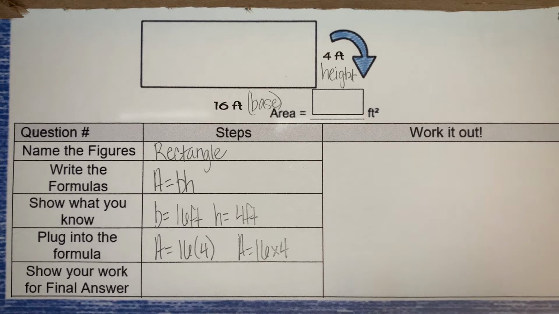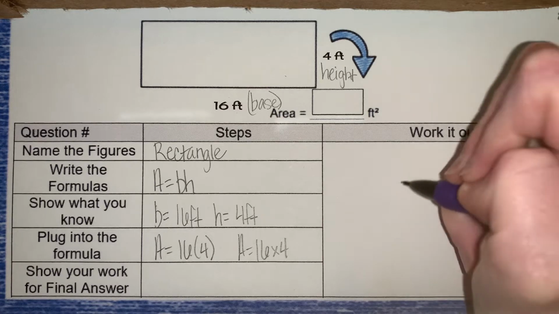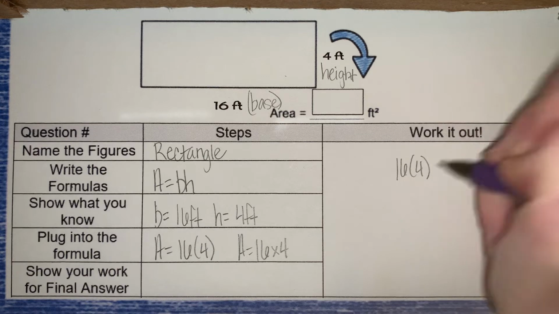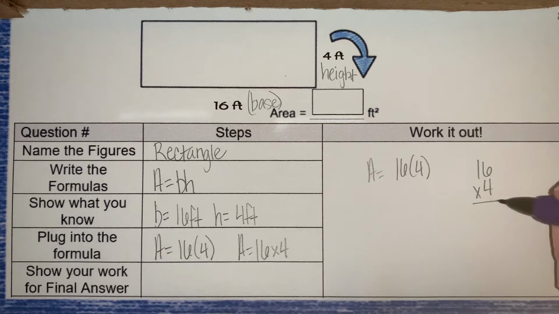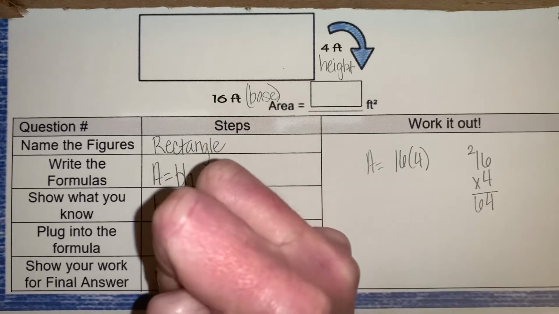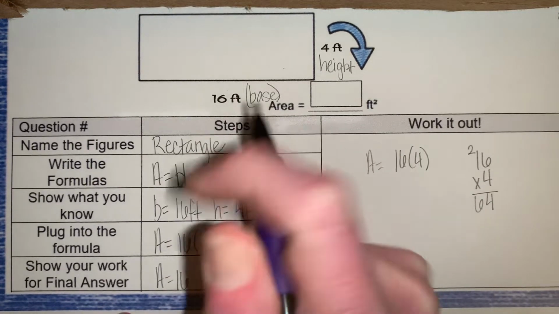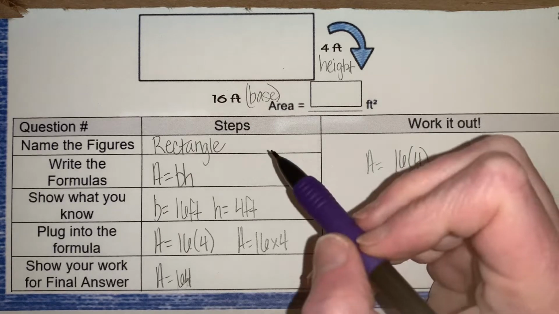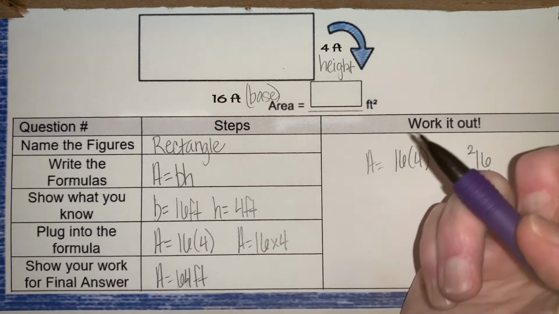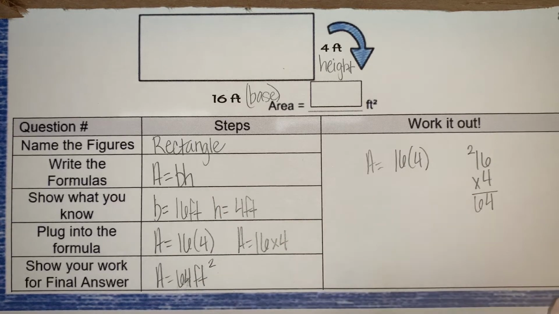So then over here where it says work it out, that's where you're going to show your work. We're multiplying 16 times 4. If you need to work it out up and down, you can do that. So the final answer would be 64, and the unit of measurement is feet, and because we're finding area, it would be squared.